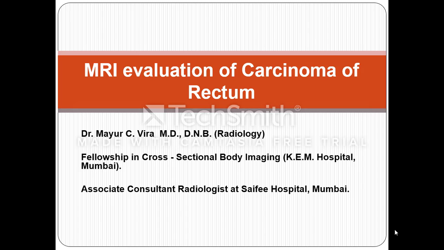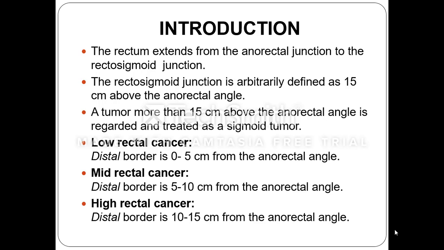Hello everyone. Today I am going to speak about MRI evaluation of carcinoma of rectum. The rectum extends from the anorectal junction to the rectosigmoid junction, and the rectosigmoid junction is arbitrarily defined as 15 centimeters above the anorectal angle. A tumor more than 15 centimeters above the anorectal angle is regarded and treated as a sigmoid tumor.